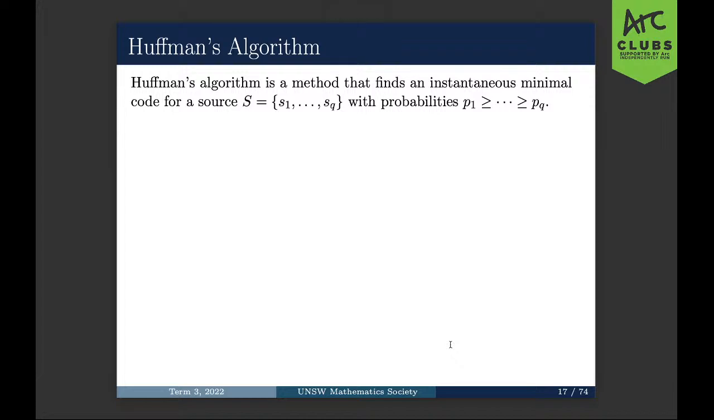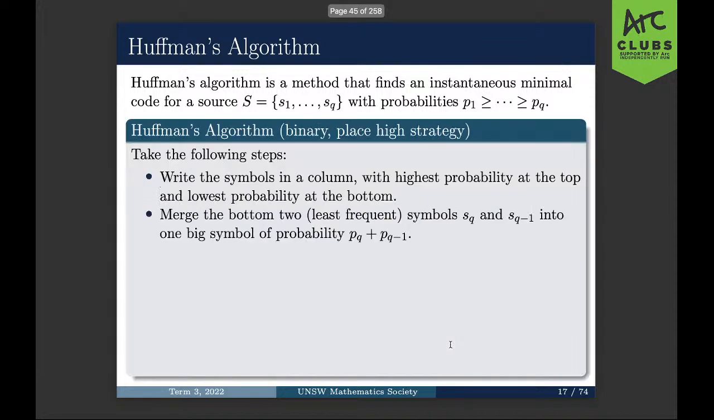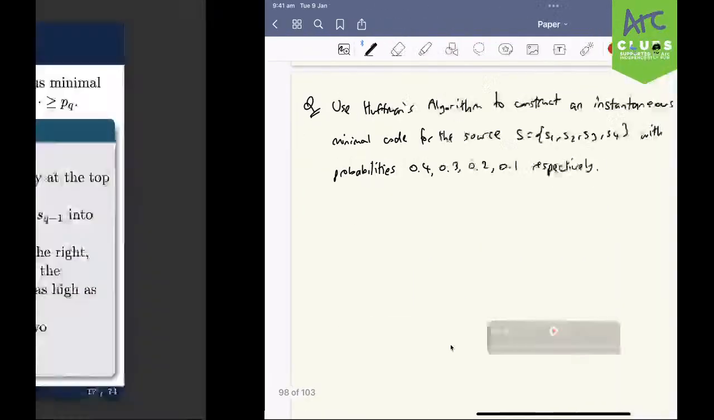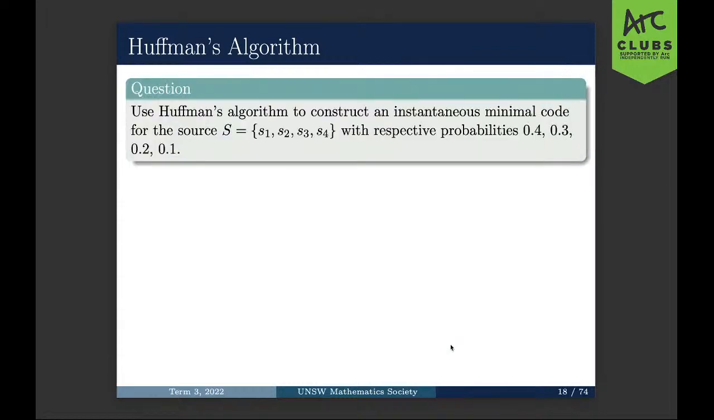So minimal codes are pretty cool, but how do we actually find one given the probabilities of the source symbols? Well, Huffman's algorithm is what does this for us. So here's a bunch of dot points. You can read that later, but I believe actually doing this and showing you how to do it is more useful, so it'll be easier to see. The question is, use Huffman's algorithm to construct an instantaneous minimal code for the source of 4 symbols which have probabilities 0.4, 0.3, 0.2, and 0.1.